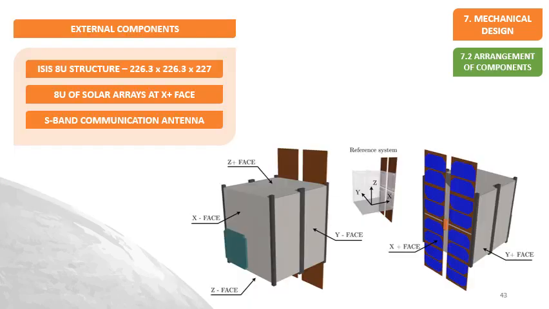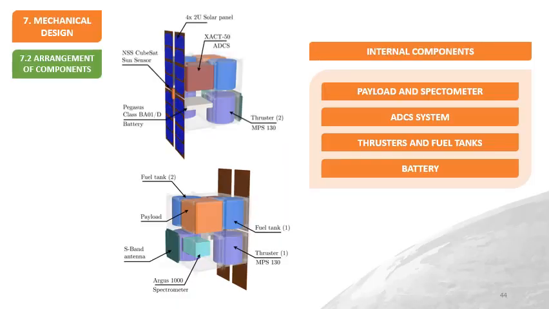Here is presented the look of the satellite by means of its external shape, where you can locate an 8 units structure, a communication antenna, and finally the 8U deployable solar arrays. In terms of the internal components, there can be spotted the payload and the spectrometer, the ADCS system, the thrusters and the fuel tanks, and finally the battery.